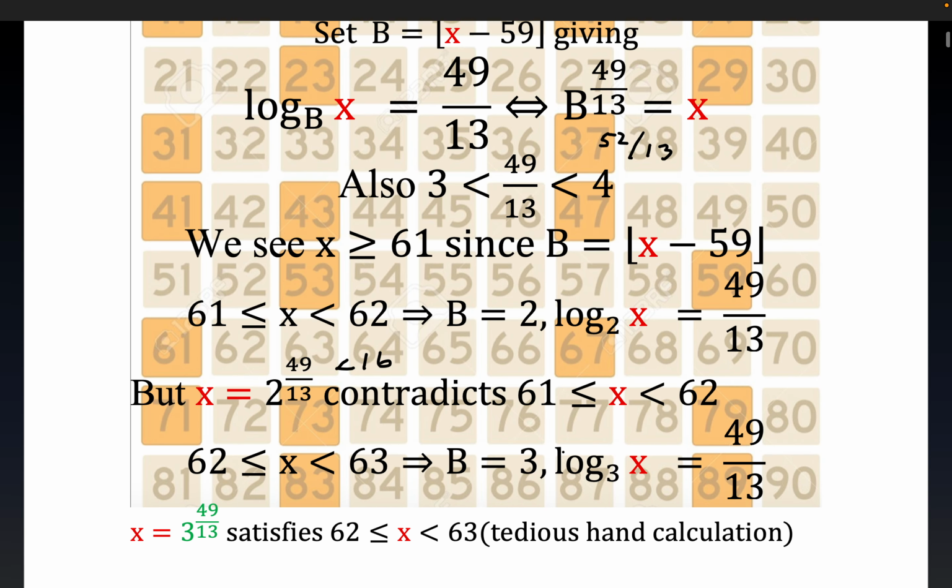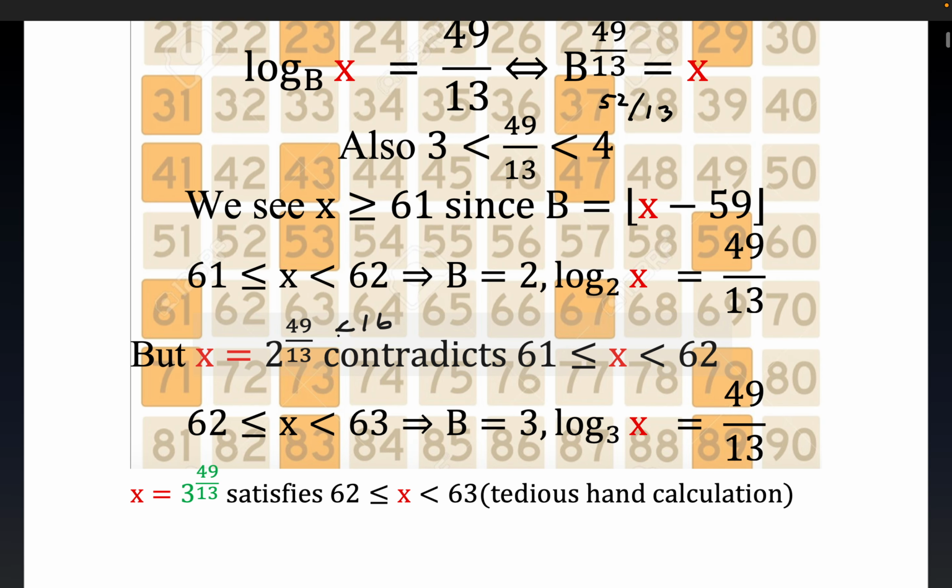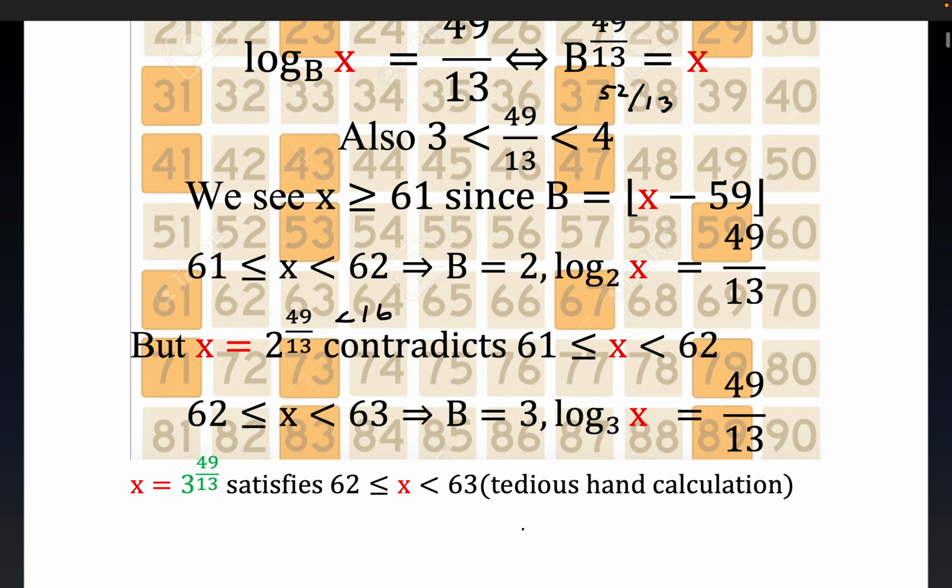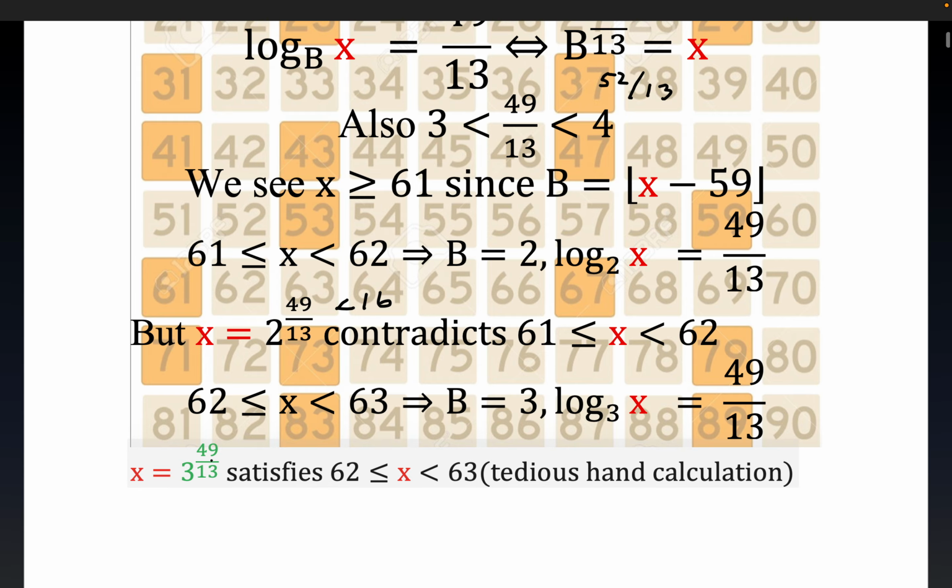Now, in a similar fashion, we go to the next interval. We're not losing any of the integers or any of the real values here. We try x between 62 and 63, inclusive on the left side. That produces a base of 3. Now what you get is 3 to the 49 over 13. This is a very tedious hand calculation. I didn't get it right, I had to check it with technology, to show that 3 to the 49 over 13 is between 62 and 63.